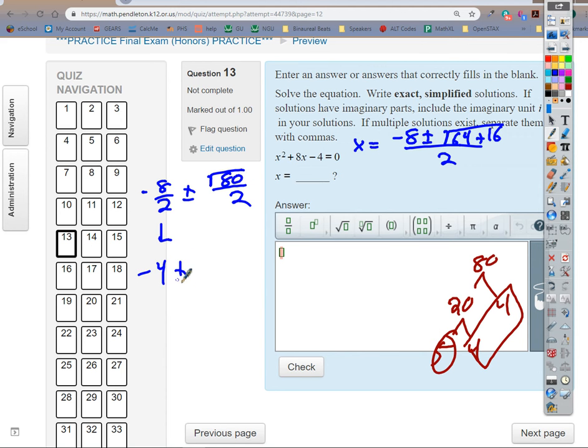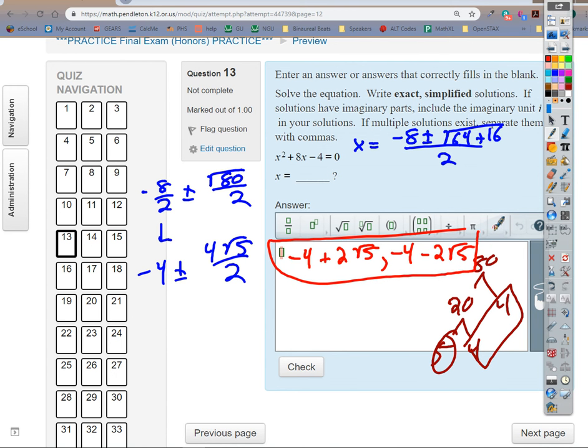Negative 4 plus or minus 4 radical 5 over 2. Well, the 4 over 2 reduces to a 2. And so our final answers then would just look like negative 4 plus 2 radical 5, negative 4 minus 2 radical 5. Right? Yep. Okay?